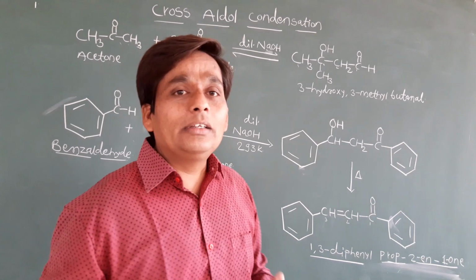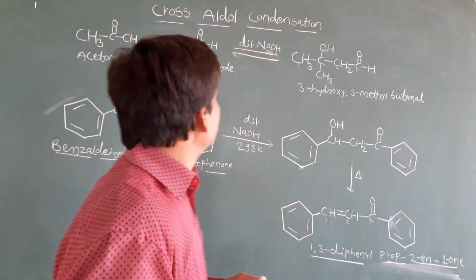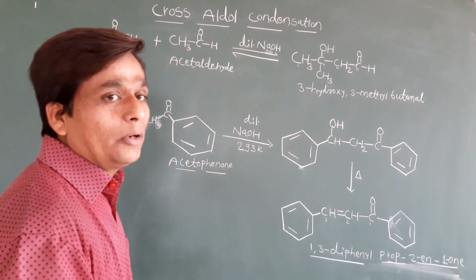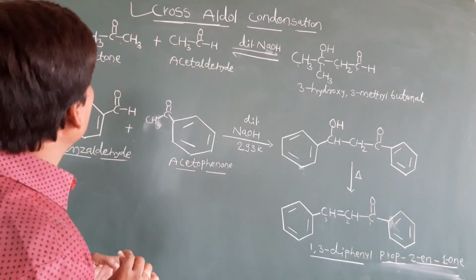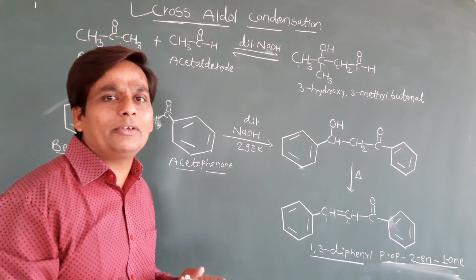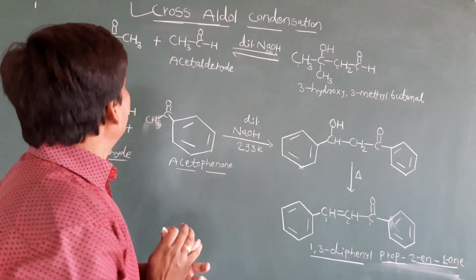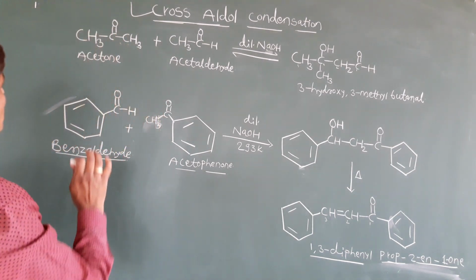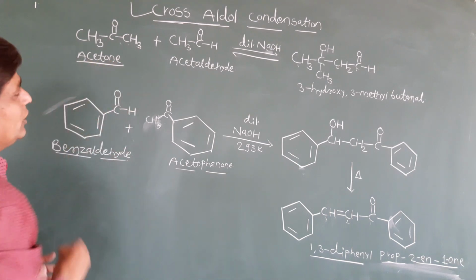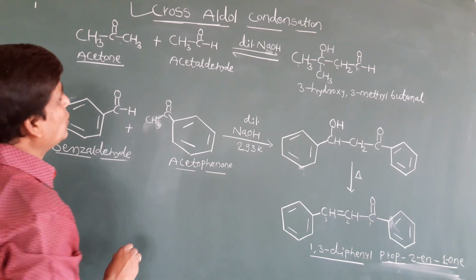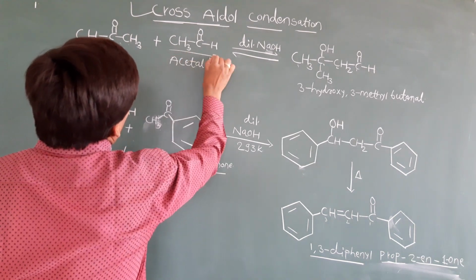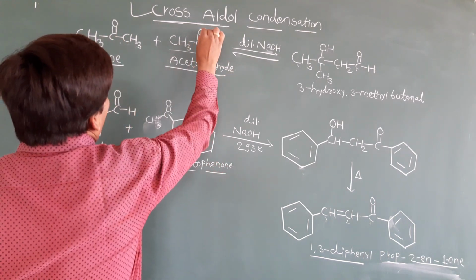Okay students, now we see in detail the cross aldol condensation reaction. Why is it called cross? Because here we use two different aldehyde and ketone groups. Here I am using the acetone molecule, CH3 C double bond O CH3, and here I am using acetaldehyde, CH3 C double bond O H.